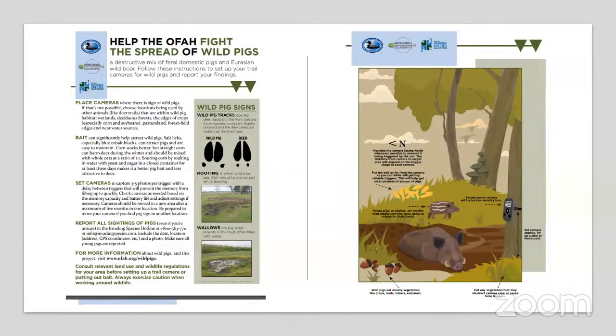This is just a quick visual of the two-page framework that can really provide step-by-step instructions of how to set up a trail camera for the purposes of this program.